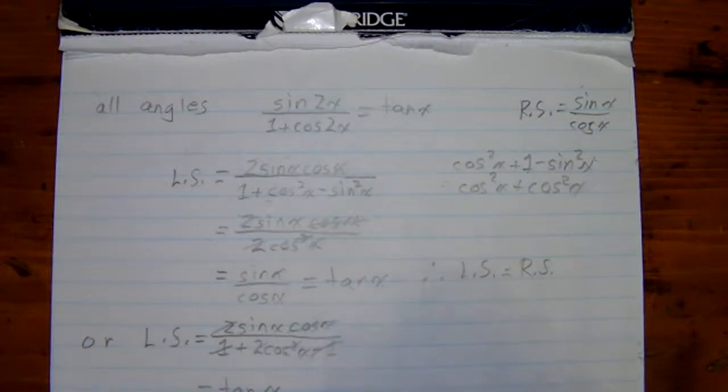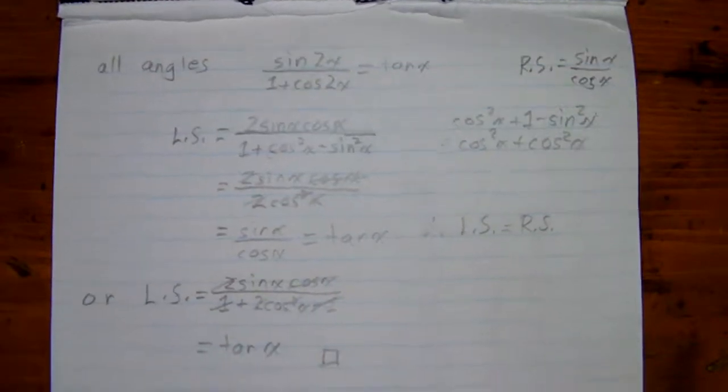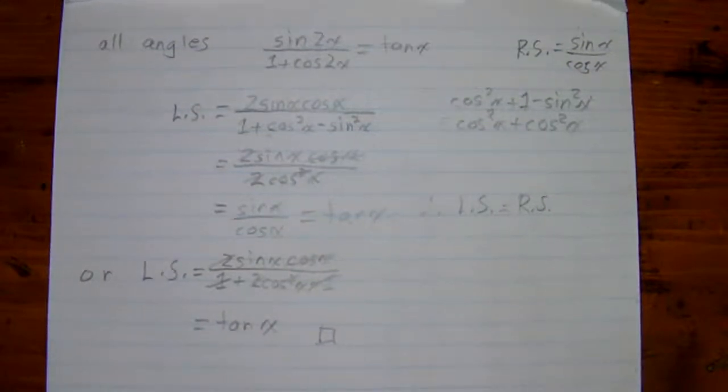And as you can see, it is quite a bit shorter doing it that way, but some people might find it harder to remember this identity for cosine. And so that will make this method a little harder, but it doesn't matter which one you do, you get a proof either way. Okay, going to move on now to question number 2.